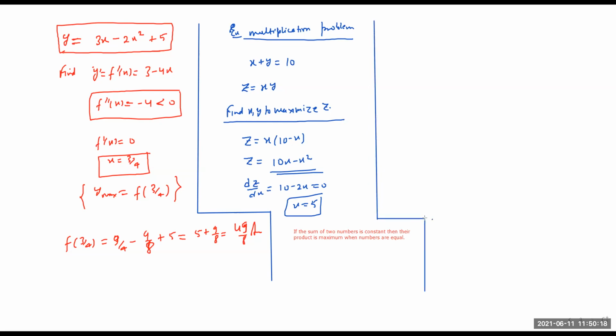Let's do some more advanced questions. When numbers are equal, it means x and y are the same. You can write 2x equals 10, so x equals 5. Sir, but this is not given to us. No, it's not given. You have to differentiate and derive, or else you can remember the answer this way.